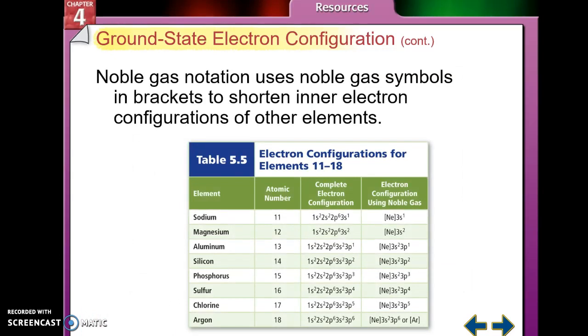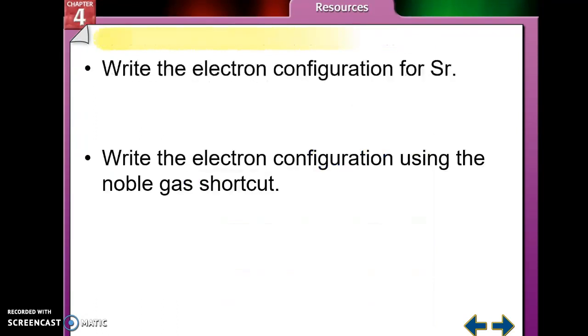When I'm talking about noble gas notation, that uses noble gas symbols in brackets to shorten inner electron configurations of other elements. And we're going to be doing that after we get used to writing the ground state electron configurations. So, let's look at strontium. On the periodic table, strontium has 38 electrons. So, we're going to practice writing the electron configuration without writing the orbital diagram.